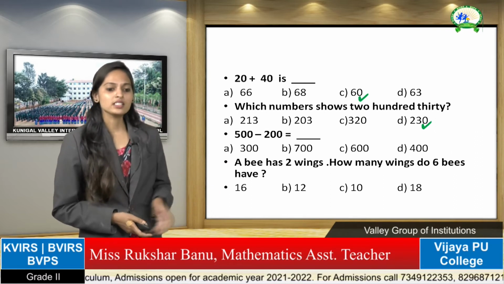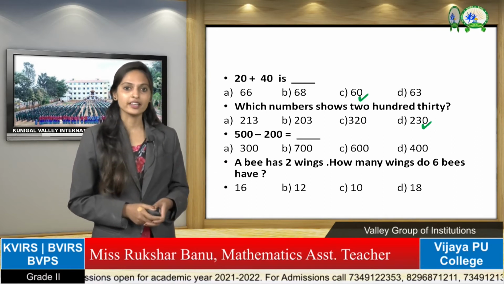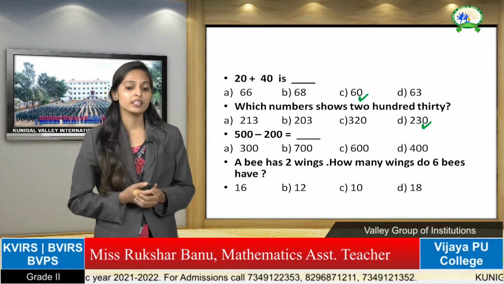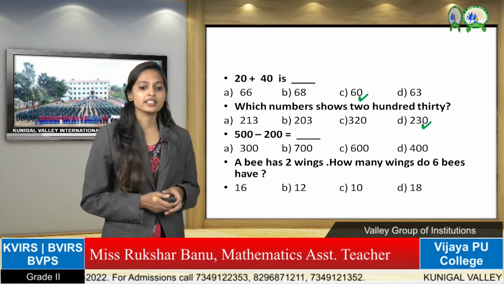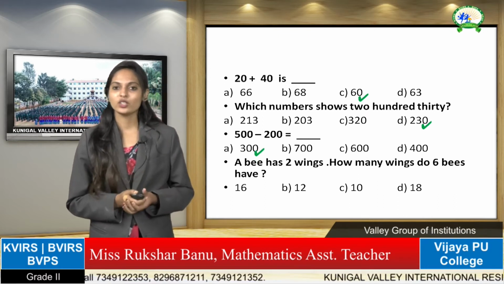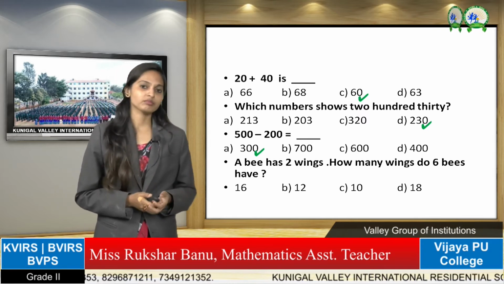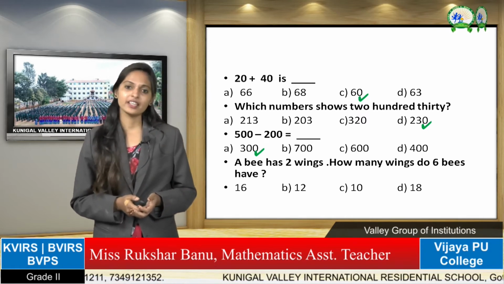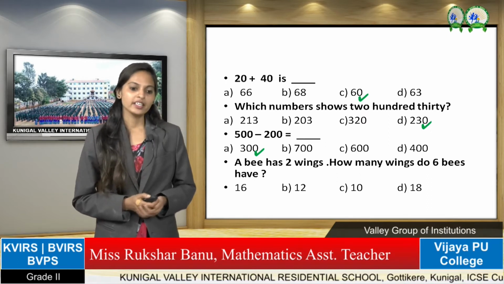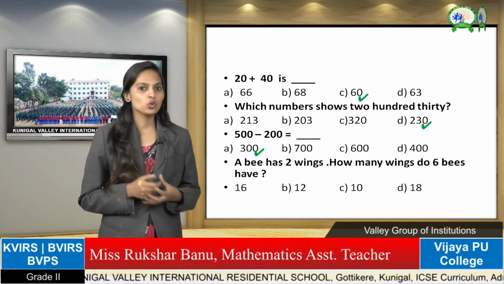Next one is 500 minus 200. In this, if we take away 200 from 500, how many will be left? See the options. Yes, here 300 is the answer. So 300 you have to write here. Like this questions will be there and you have to choose the correct answer, then write it. Next one is: a bee has 2 wings.